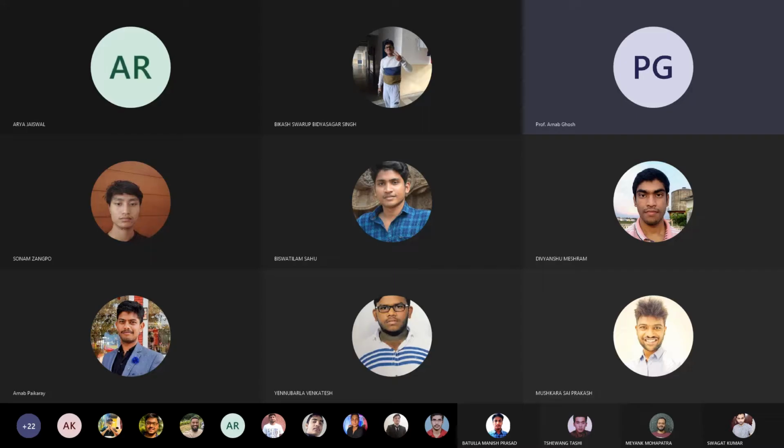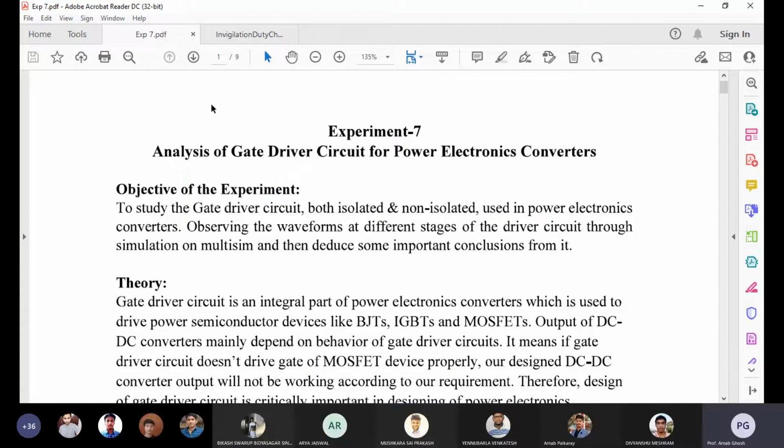Of gate driver circuit for power electronics converters. That is what we are going to discuss.